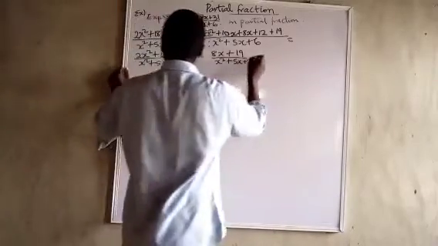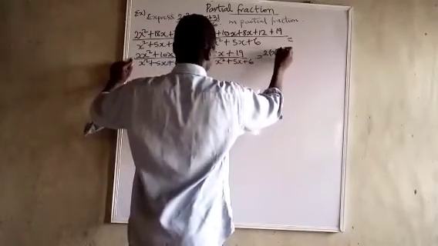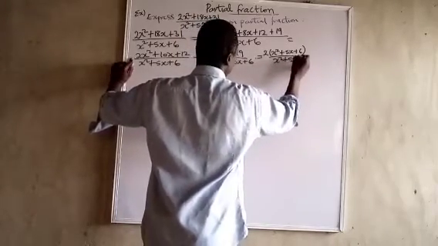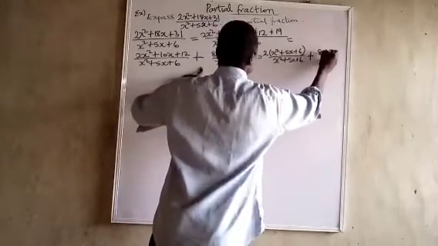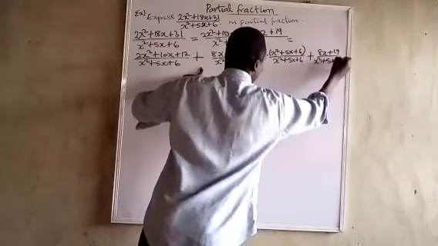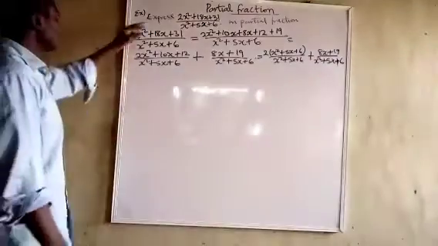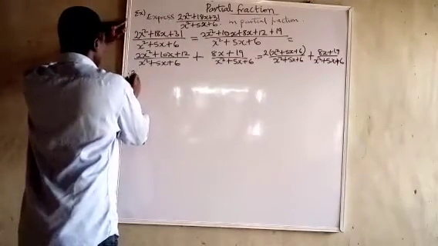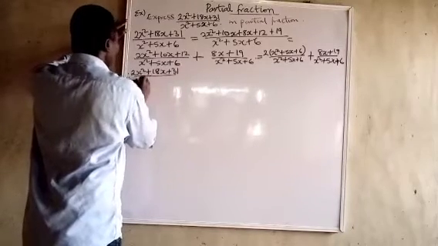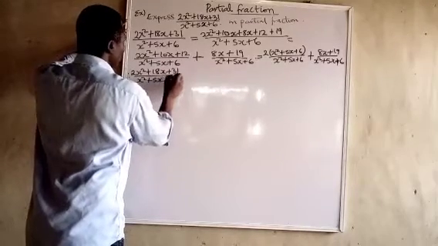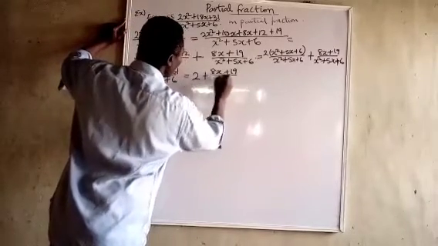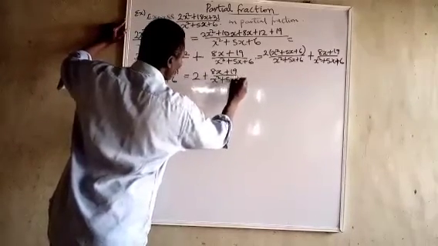It's going to give us 2 into x squared plus 5x plus 6, over x squared plus 5x plus 6, plus 8x plus 19 over x squared plus 5x plus 6. So you can see, very easy like that. So at the end of the day, this expression 2x squared plus 18x plus 31 divided by x squared plus 5x plus 6 will equal 2 plus 8x plus 19 over x squared plus 5x plus 6.